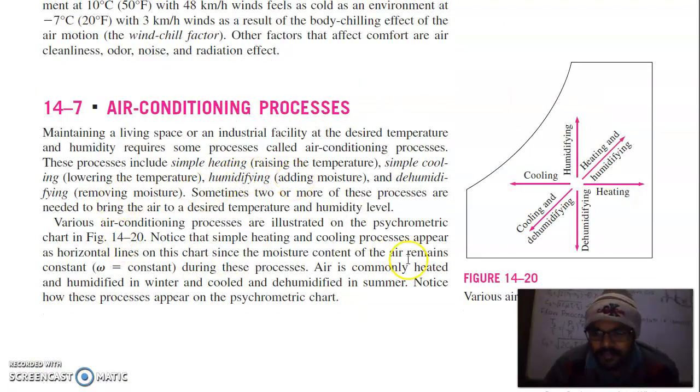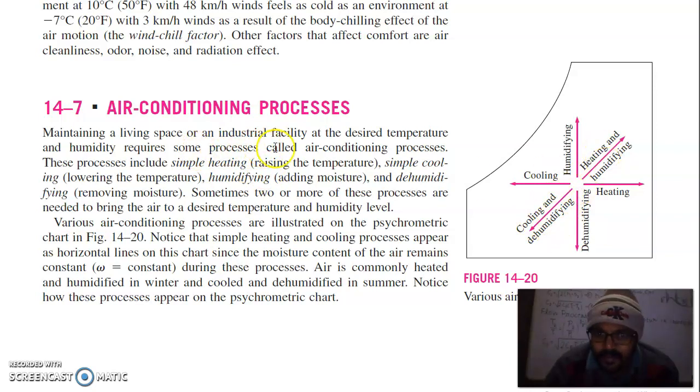Air conditioning processes. Various air conditioning processes are shown here. When you go in the downward direction, this is dehumidifying. When you go in the upward direction, this is humidifying, meaning you are adding some amount of moisture into the air. And this is your heating. When you go this way, your wet bulb temperature will increase. So this is heating, and when you go on this side, this is called cooling, and in between is cooling and dehumidifying, and here is heating and dehumidifying.